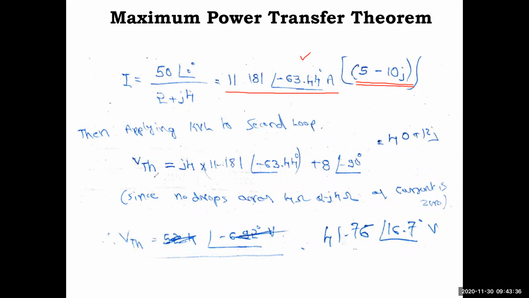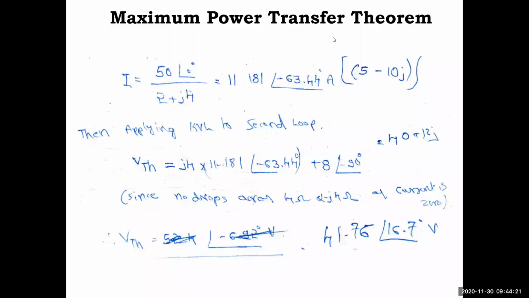Then applying KVL to the second loop, VTH is equal to J4 into this current, that's what I told you, and this voltage 8 at an angle minus 90 degrees. When you do the calculation, it will give it in J form, 40 plus 12J. I got 40 plus 12J volt, and this is amps, that is written there. This is not the final calculation, we will keep the final calculation in this one. If you convert this VTH to R at an angle theta, it will come 41.76 at an angle 16.7 degrees volt. Note down this, because VTH is the final one in one of the cases.